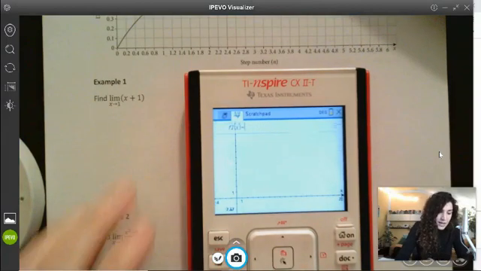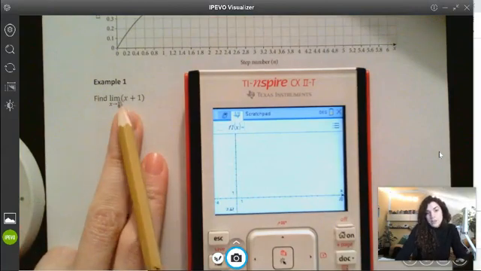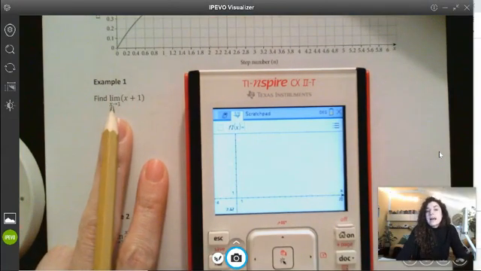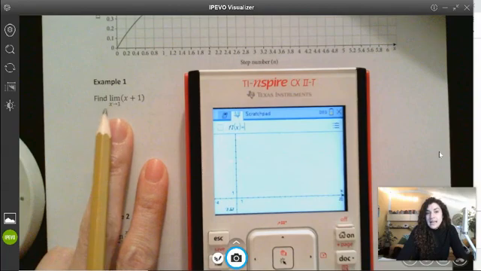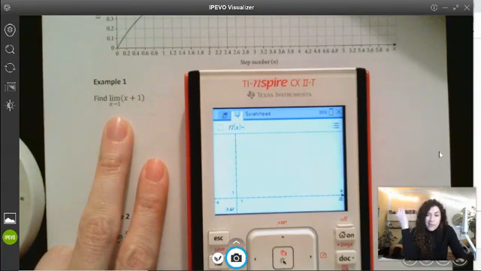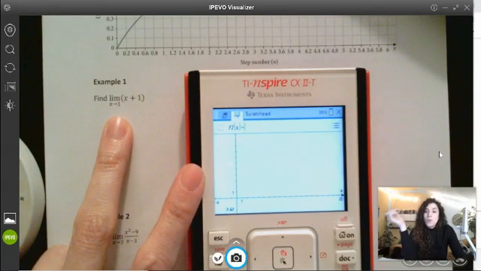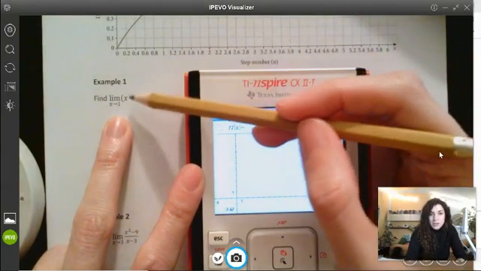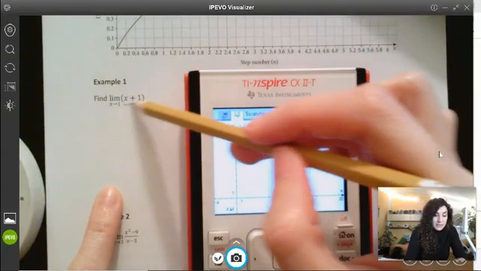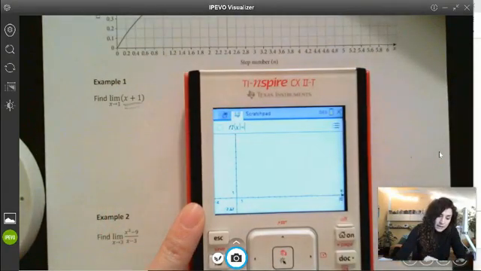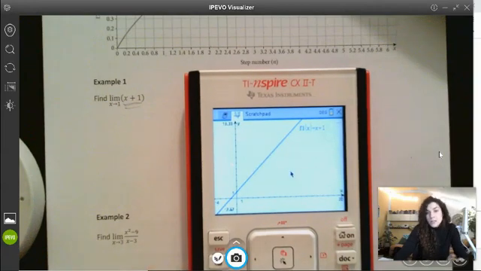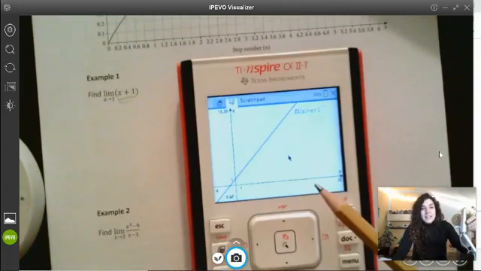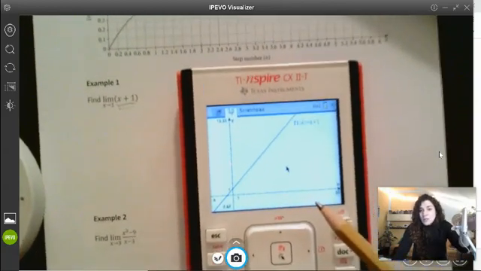Okay. And what we're going to do is graph this equation. What this is asking is, what is the limit as x approaches 1? And how we think about that is, what happens to y as x approaches 1? So we're going to graph this function because we're saying the limit of this expression right here. So I'm going to type x plus 1 for y. And this is what it looks like. It's a line with a y-intercept of 1 and a slope of 1.